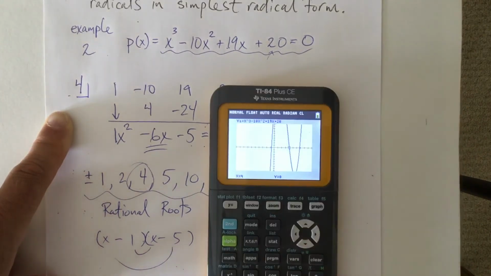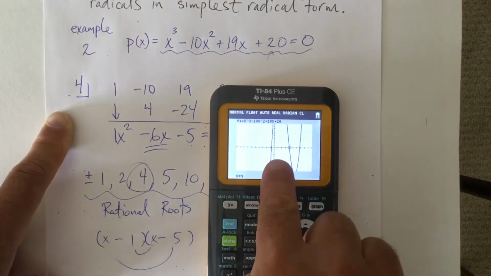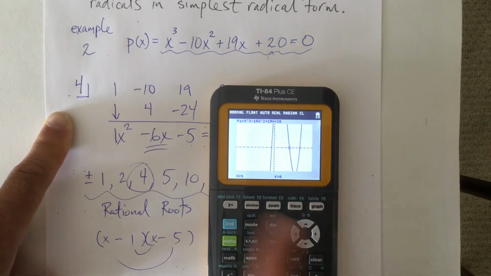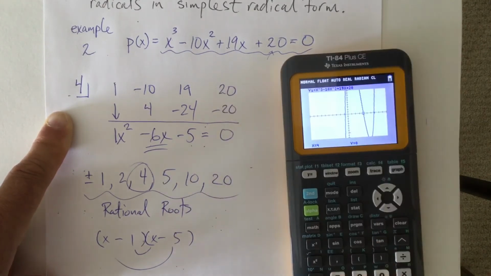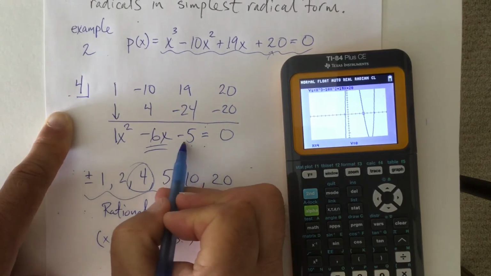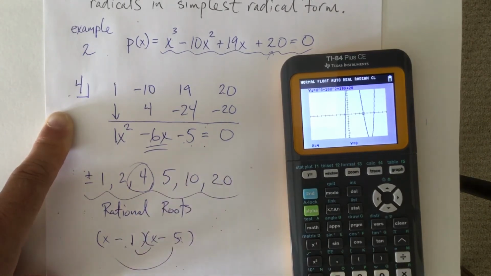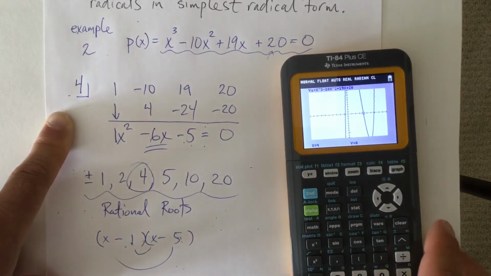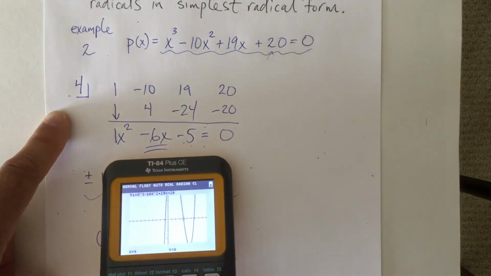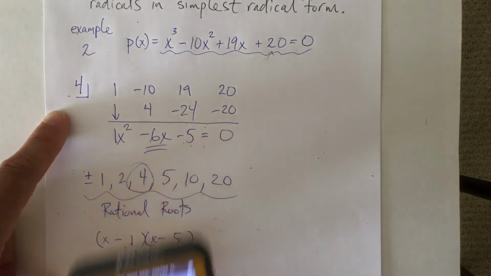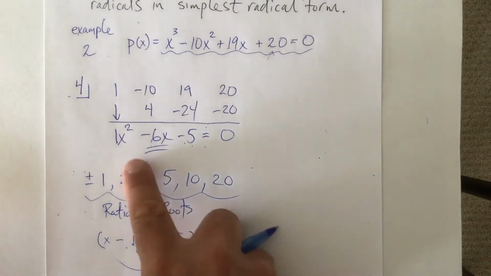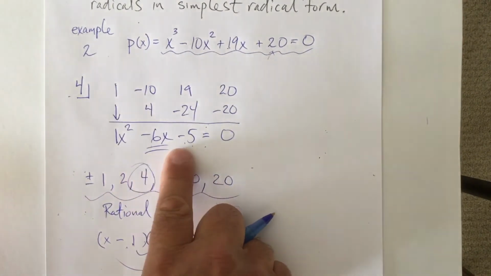But wait a minute, look at our graph. It doesn't cross at 1, it doesn't cross at 5. Oh, well look, -1 times -5 in the FOIL, that would be a +5. That's not what I have. Oh man. So here we go. I don't know about you, but I personally think that this would be a good candidate for the quadratic formula.